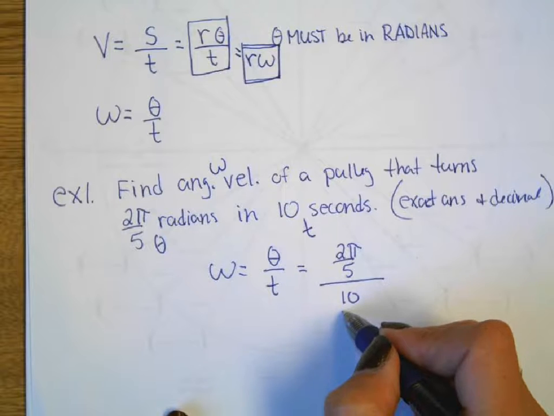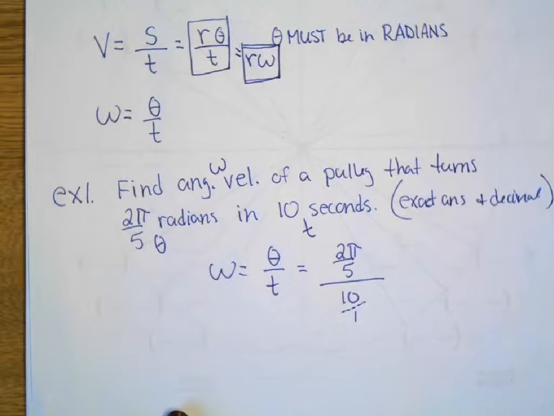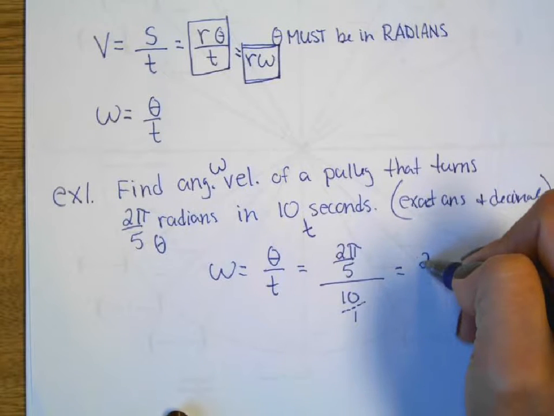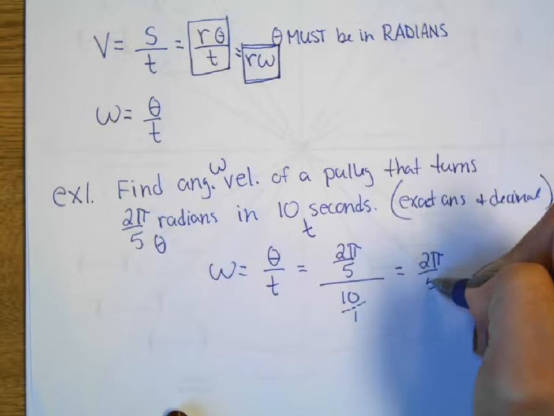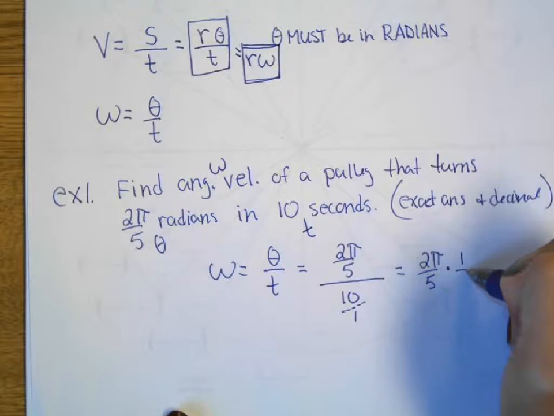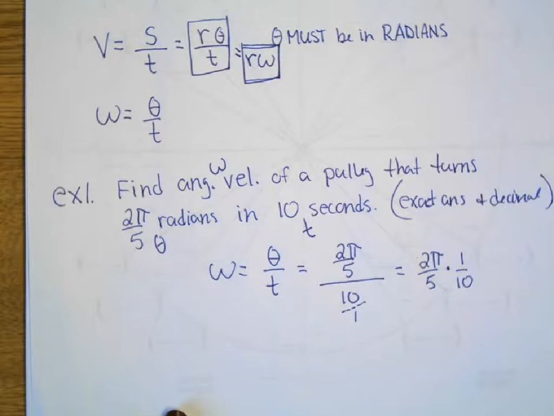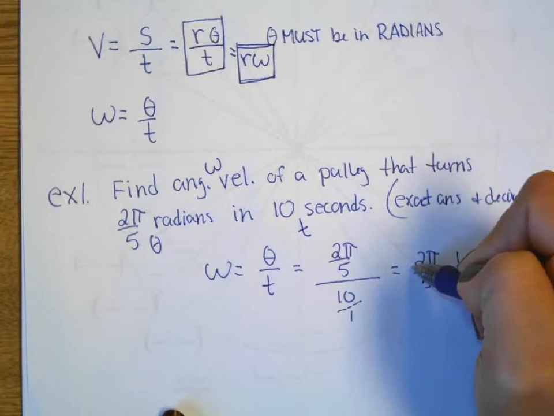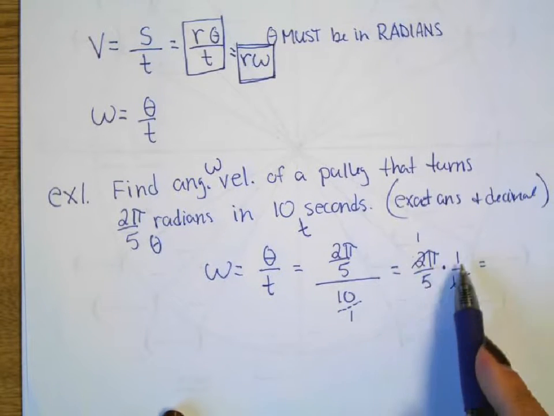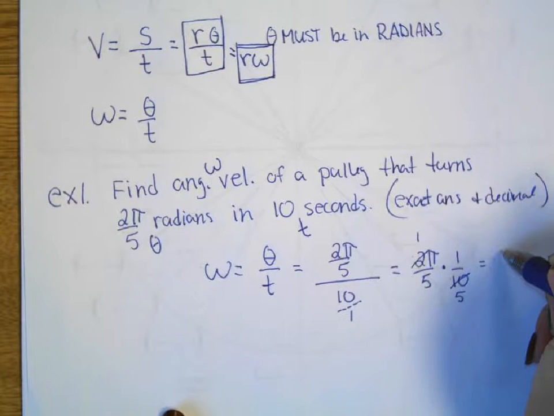So if I made the 10 a fraction by putting it over 1, my next step then says, keep the numerator the same. Actually, 7th grade math says, keep the numerator the same. Flip the denominator over. And then just simplify this. What can I reduce before I multiply? The 2 and the 10 can reduce. And when I multiply fractions, I multiply numerators together. So I get pi over 25.